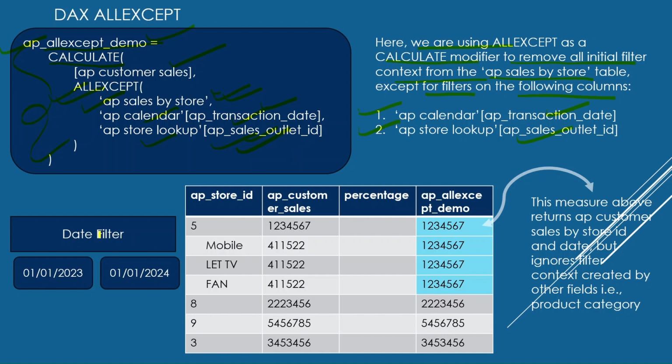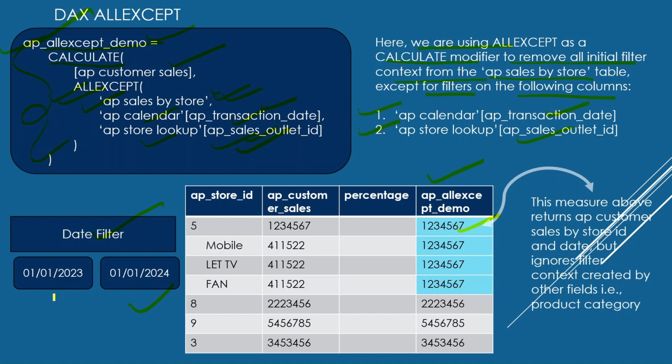Now, suppose this is the date filter, right? This measure above returns customer sales by store ID and date, but ignores filter context created by other filters like product category. So whenever we change the filter, this column is populated with the help of this measure.